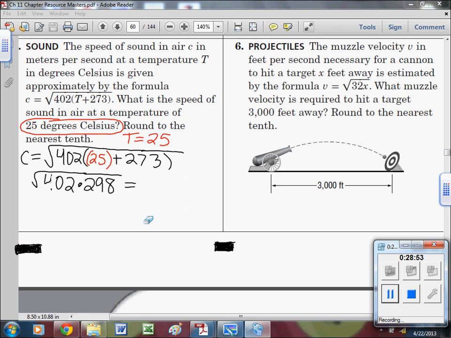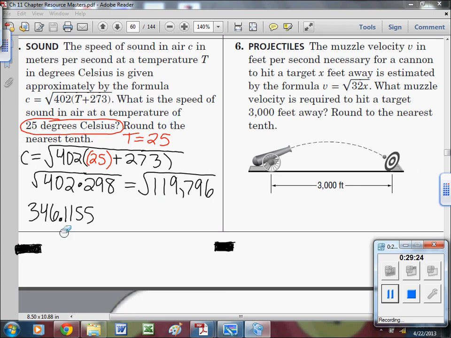Now, multiplying that with a calculator, 402 times 298, we get, still under the radical, 119,796. Well, that's a big, giant answer. So now we're going to do the actual square root that it says to do. So now hit the square root button. Remember, I'm going to have to stop writing at some point because this is an irrational number that's going to go on forever. 346.1155, and it keeps going, but I'm going to stop there.